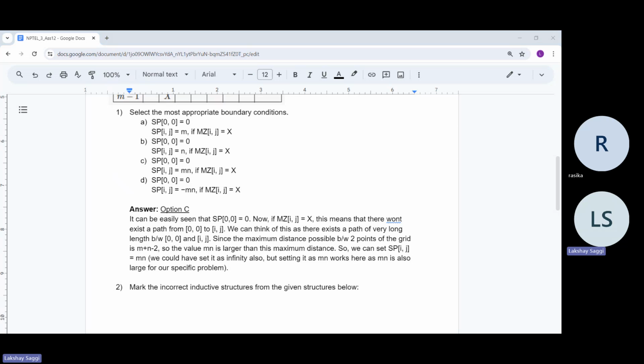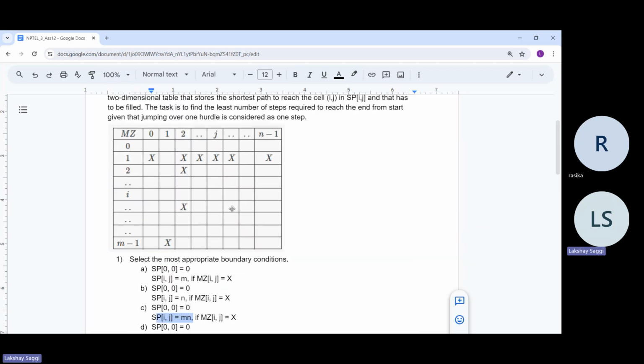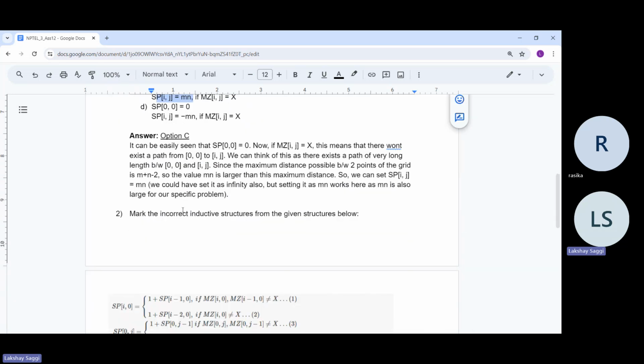So I hope what I have written and just talked about makes a bit of sense. Since Mn is very large as compared to m plus n minus 2, instead of setting it as infinity, we can set it as Mn. SP[i][j] can be set as Mn. Okay, so we have the boundary conditions with us.